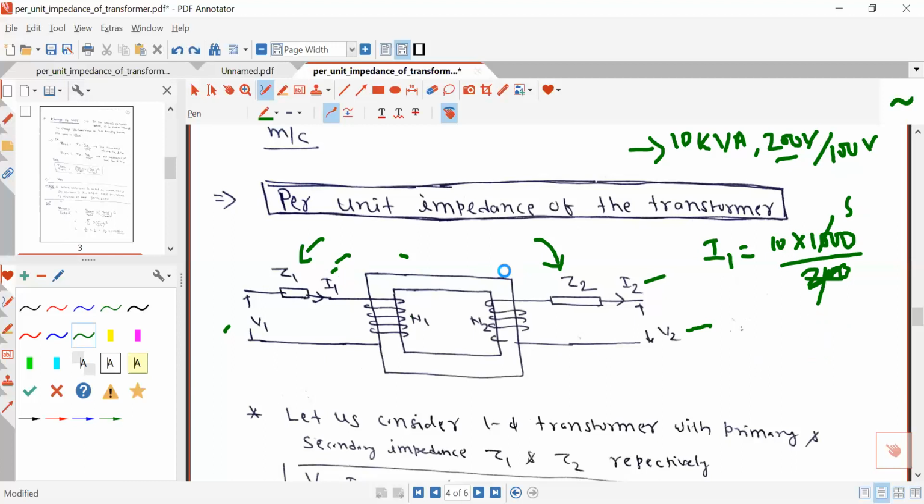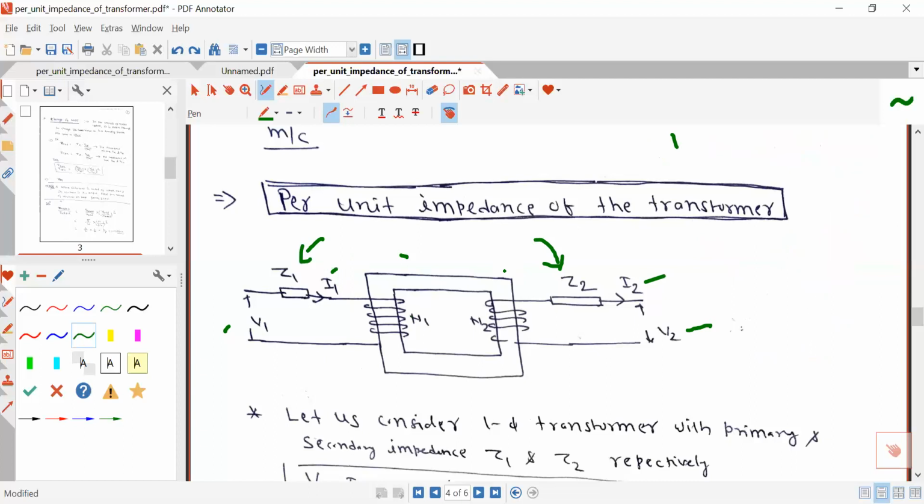So this is a single phase transformer, with primary winding impedance Z1 and secondary winding impedance Z2, rated primary voltage and current V1 and I1, and rated secondary voltage and current V2 and I2. It is very important to note that I1 and I2 are calculated from the rating of the transformer, and V1 and V2 are the rating of the transformer.